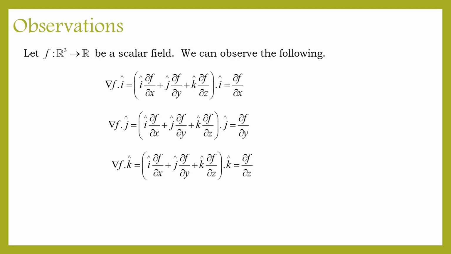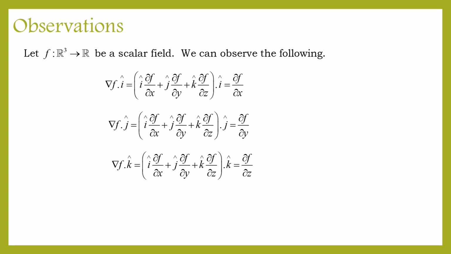What is dou f by dou z? Dou f by dou z is the directional derivative of the given surface w equals f of x comma y comma z in the direction of z. It is given by del f dot k cap. So here the partial derivatives dou f by dou x, dou f by dou y, dou f by dou z give us the directional derivatives of the given surface in the direction of the x-axis, y-axis and z-axis respectively.